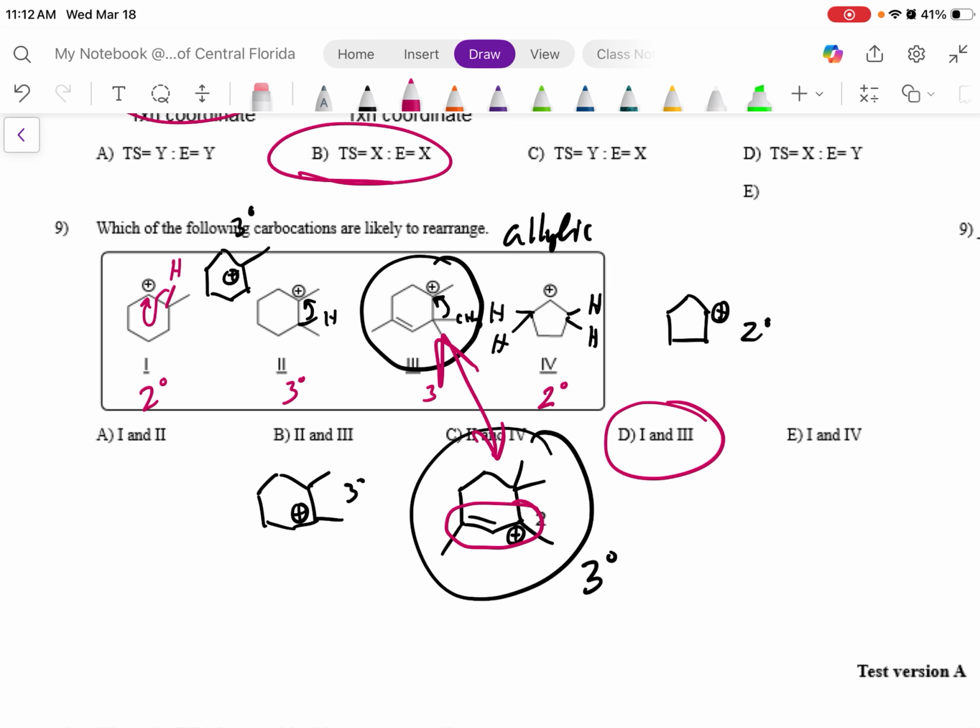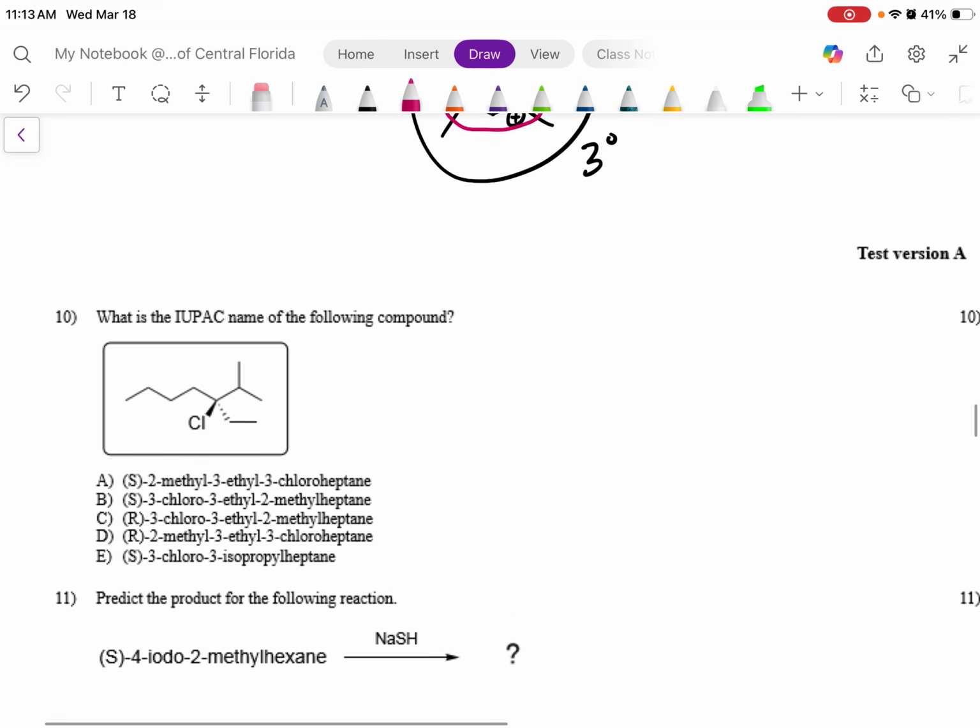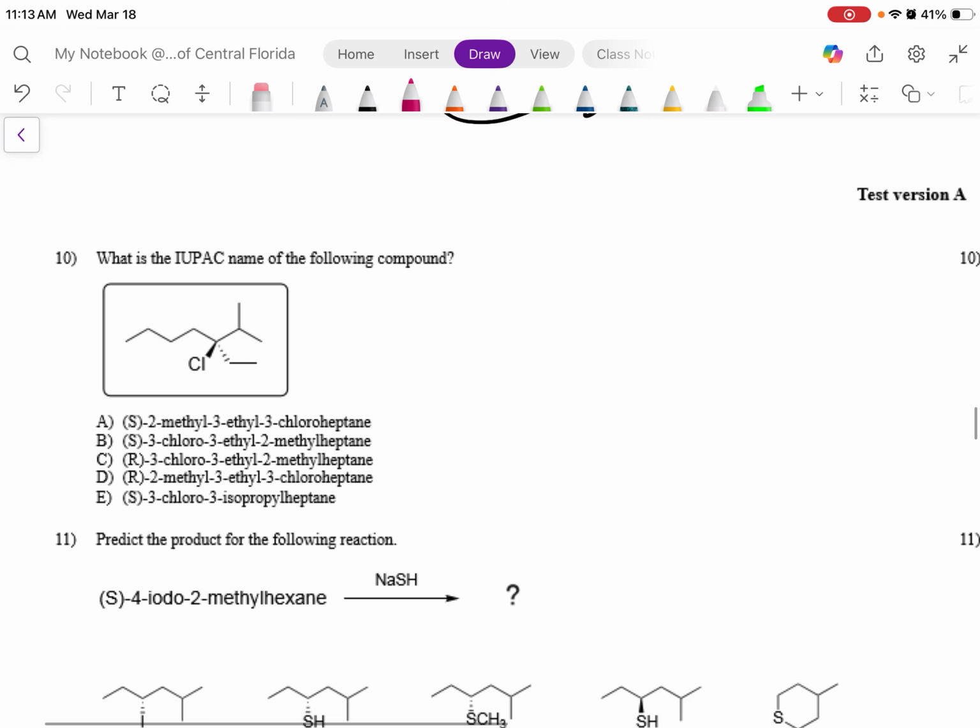I'm hoping that you guys are seeing how I'm using principles to come to a conclusion. And so in that problem there, I'm just looking at relative stabilities of all the types of carbocations that you have been taught.